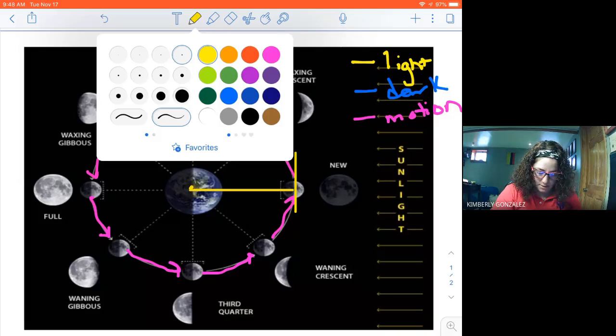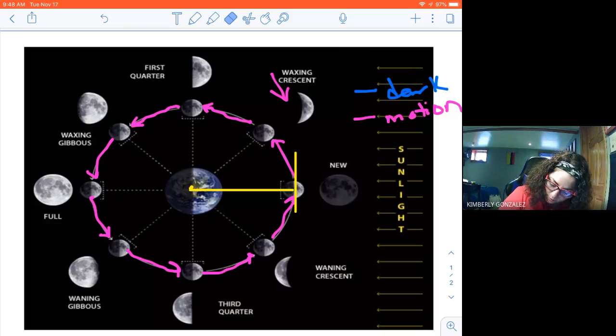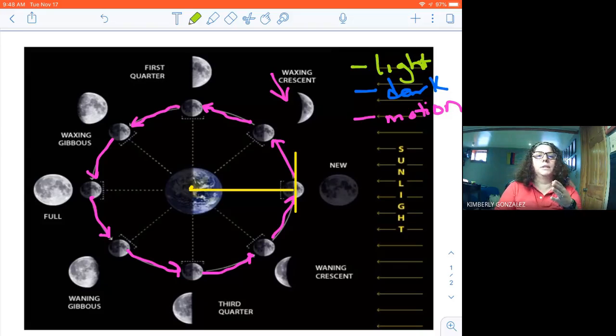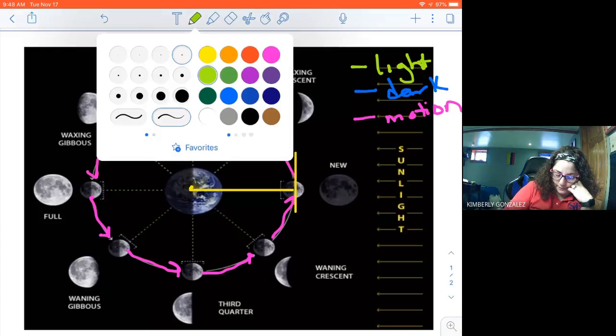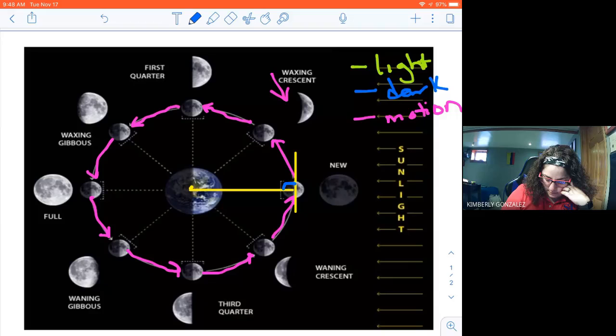Let's make this green. We're going to make this green so you can actually see the difference. Okay. Do you see how the entire side that we in the center of the earth are seeing is completely in darkness? Yes. We see this whole section here is completely in darkness. That's how we get a new moon.